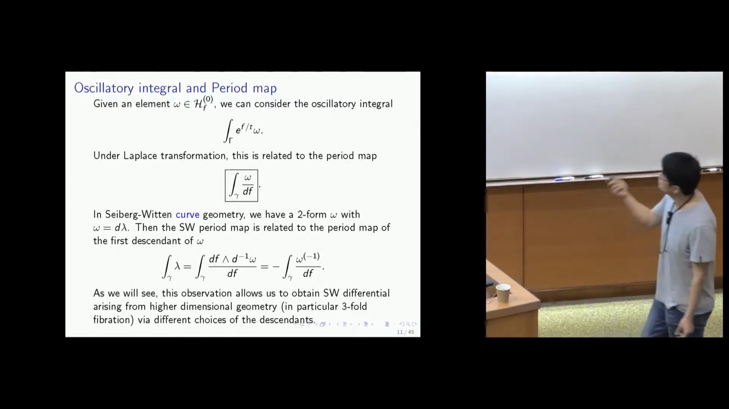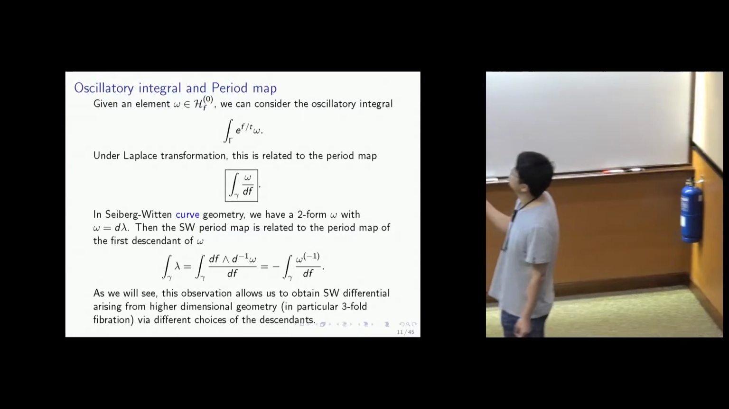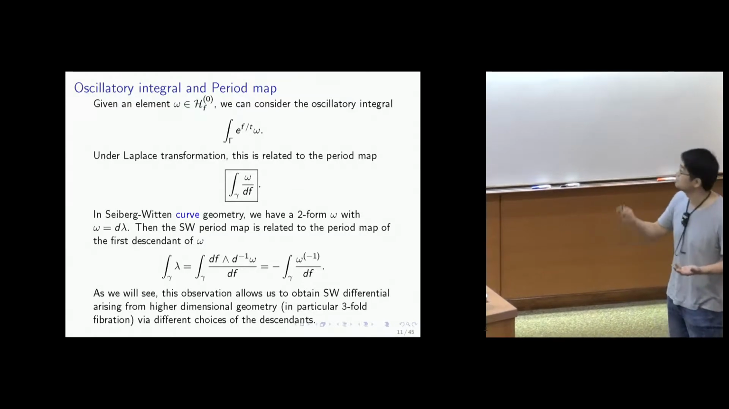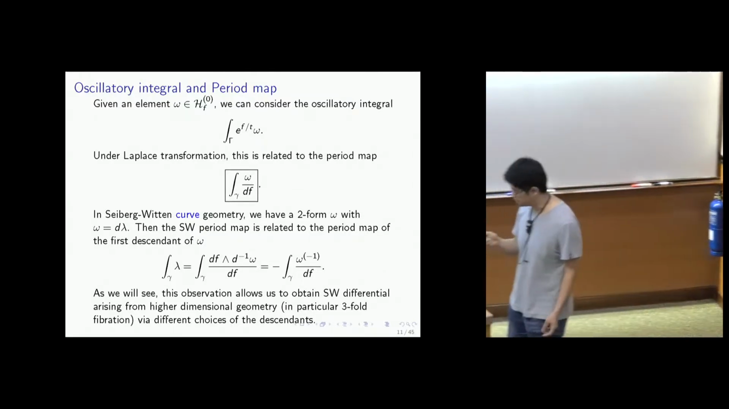But if you go to other dimensions, you will see something similar happen, but you have to pick up different descendants. This is the curve case, but if you go to other dimensions and other geometries, you pick up different descendants. I will explain this later.